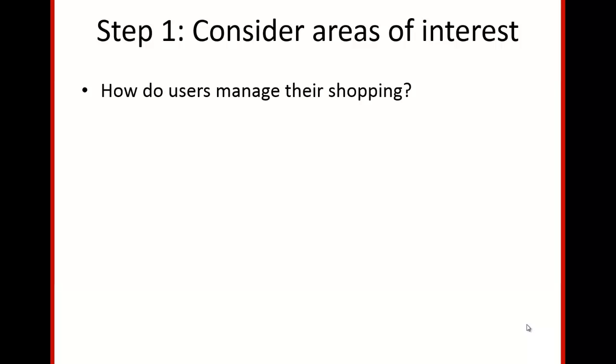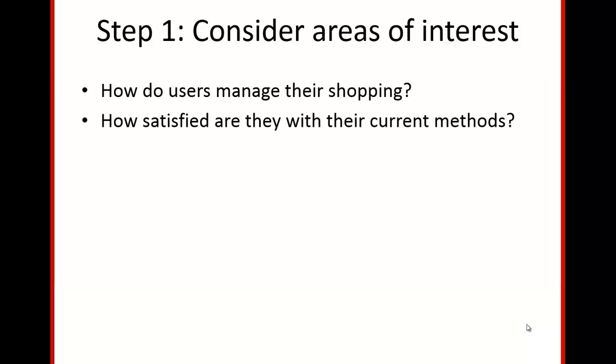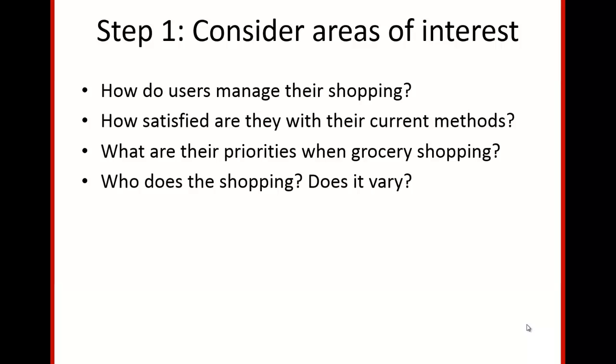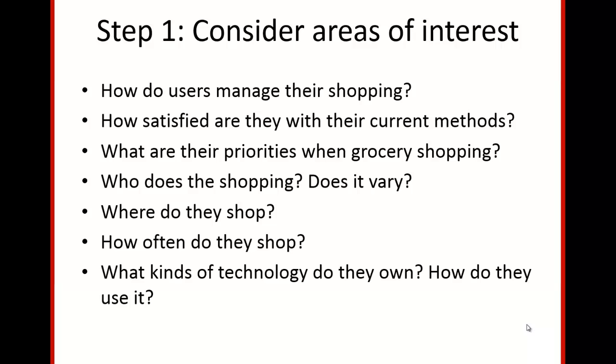So things like, how do users manage their shopping? How satisfied are they with their current methods of grocery shopping or managing their lists or their needs? What are their priorities when they go grocery shopping? Do they prioritize selection or price? What do they think about? Who does the shopping? Does it vary? Where do they shop? What kinds of stores are they valuing and why? How often do they shop?